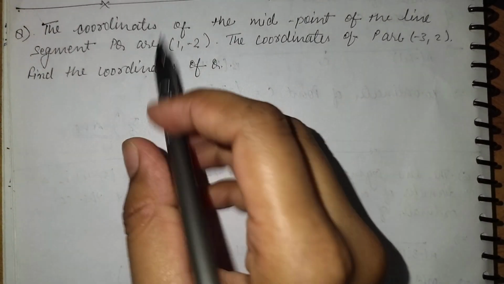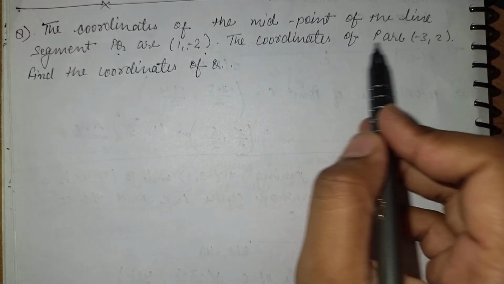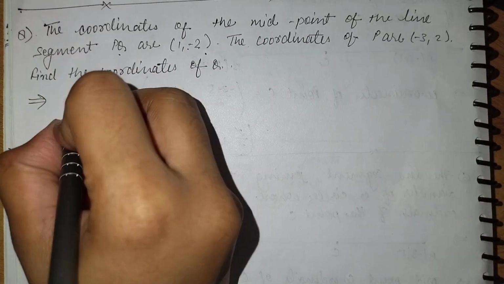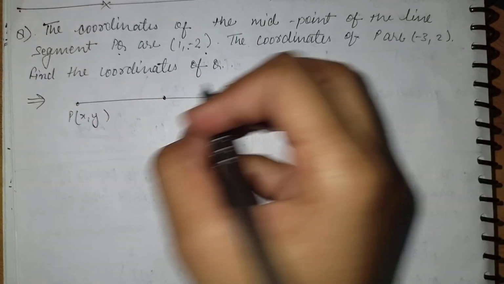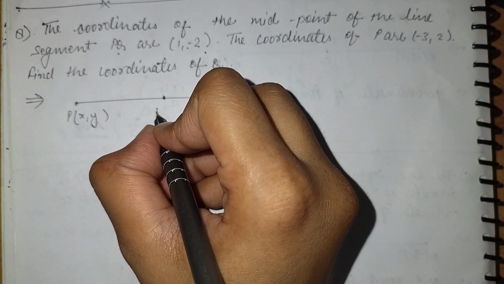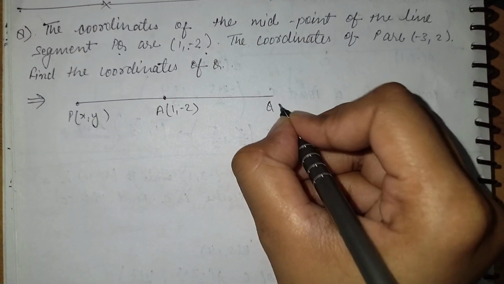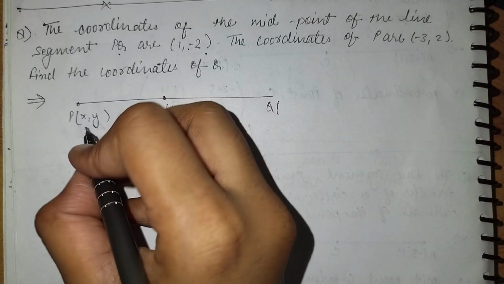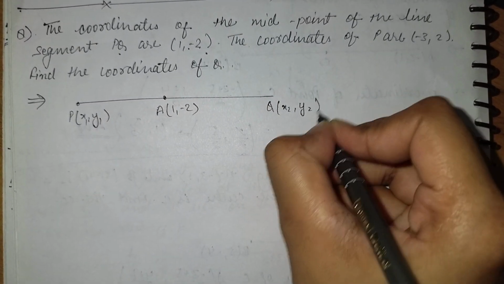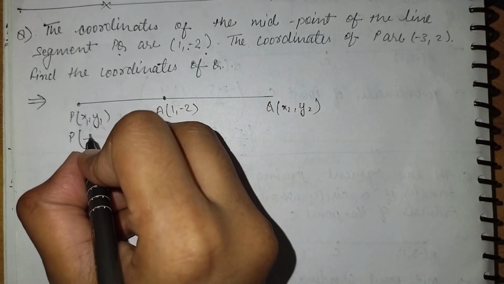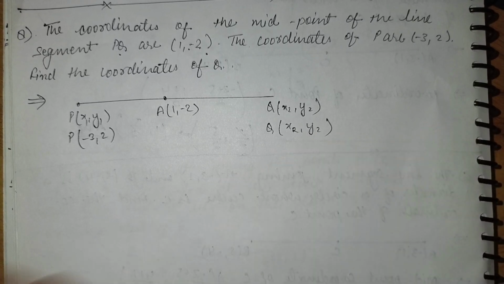Now let us solve question number 8. The coordinates of the midpoint of the line segment PQ are this. And the coordinates of P are given, we have to find the coordinates of Q. Let the coordinates of P be (x, y), and the midpoint of line PQ, let that be A (1, -2), and let this point be Q, whose value we have to find. This is (x1, y1), this is (x2, y2). So putting the values, P is given to us as (-3, 2), and Q we have to find, means the value of (x2, y2).